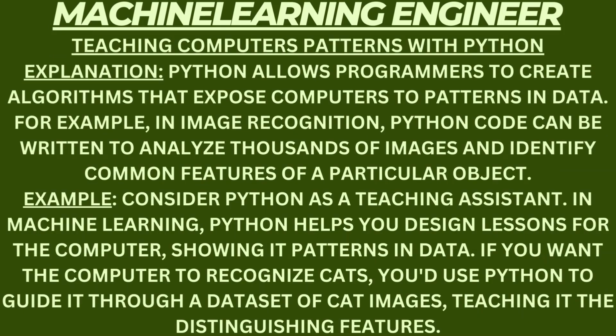Teaching computers patterns with Python. Explanation. Python allows programmers to create algorithms that expose computers to patterns in data. For example, in image recognition, Python code can be written to analyze thousands of images and identify common features of a particular object. Example. Consider Python as a teaching assistant in machine learning. Python helps you design lessons for the computer, showing it patterns in data. If you want the computer to recognize cats, you would use Python to guide it through a dataset of cat images, teaching it the distinguishing features.